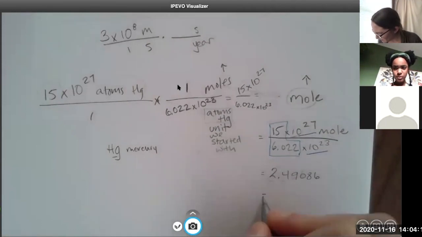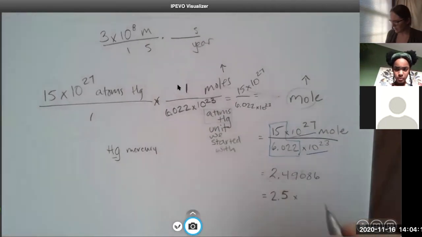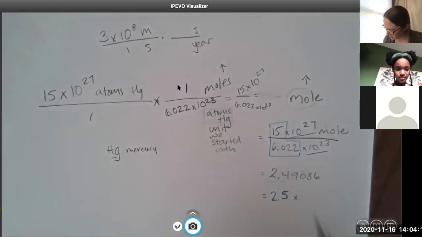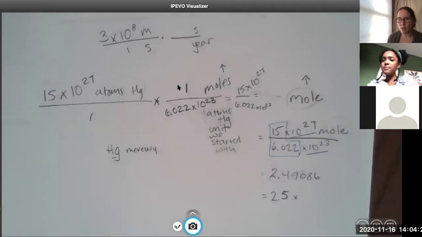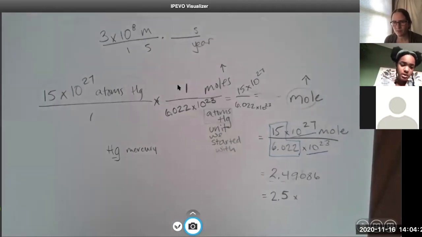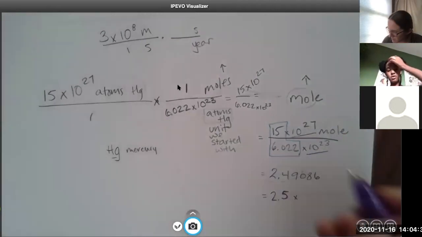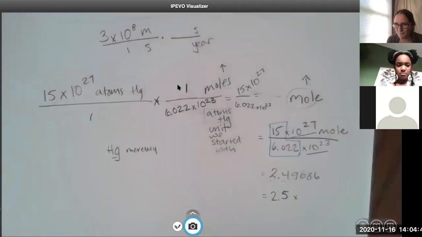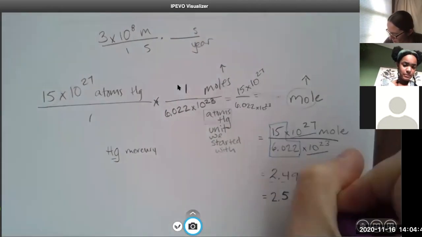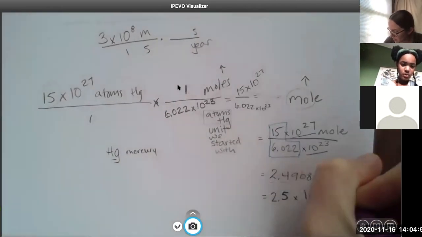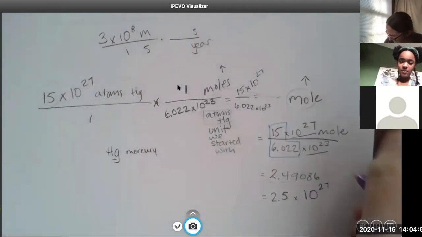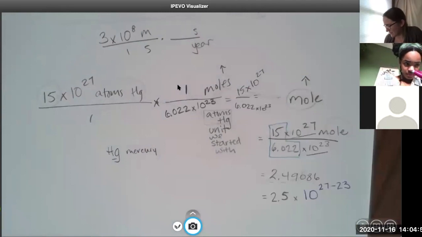Do we round it? Yes. Okay. So 2.5, and then would we just take the 10 to the 27th and the 10 to the 23rd, do we subtract them? Exactly. So times 10 to the 4th? Yes.